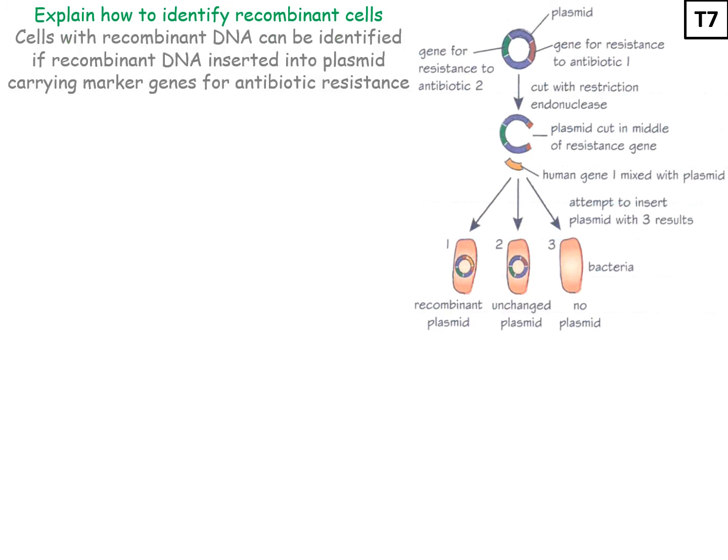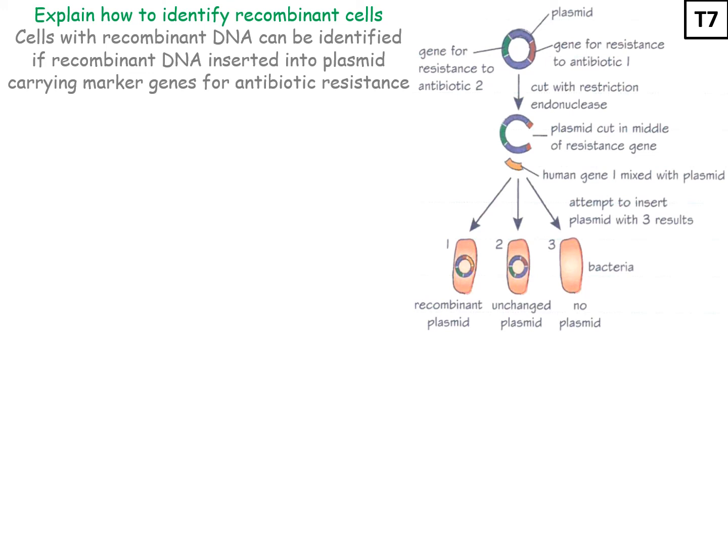And we could do this because cells with recombinant DNA can be identified if the recombinant DNA inserted into the plasmid carries marker genes for antibiotic resistance. So in other words, we have to look at the plasmid itself, and the plasmid has two genes that are resistant to two different antibiotics. So you've got a gene that is resistant to antibiotic 1 and a gene that is resistant to antibiotic 2. You can see in the diagram, the top plasmid has two different genes that are resistant to the two different types of antibiotics.